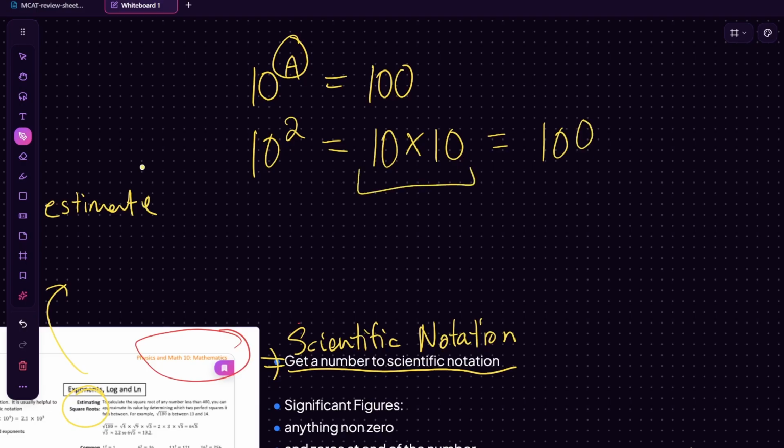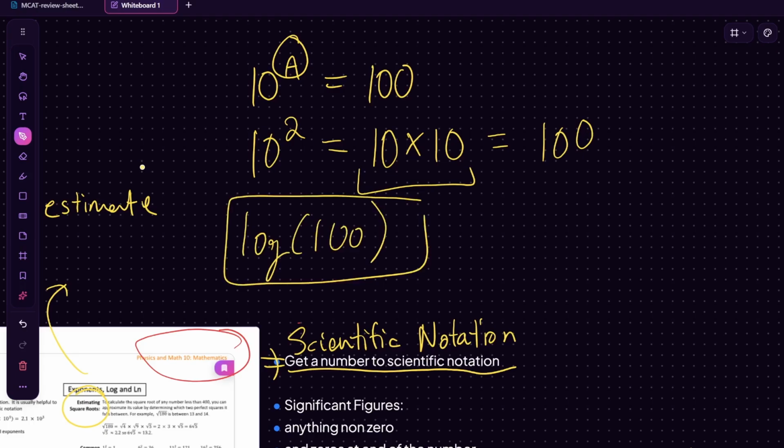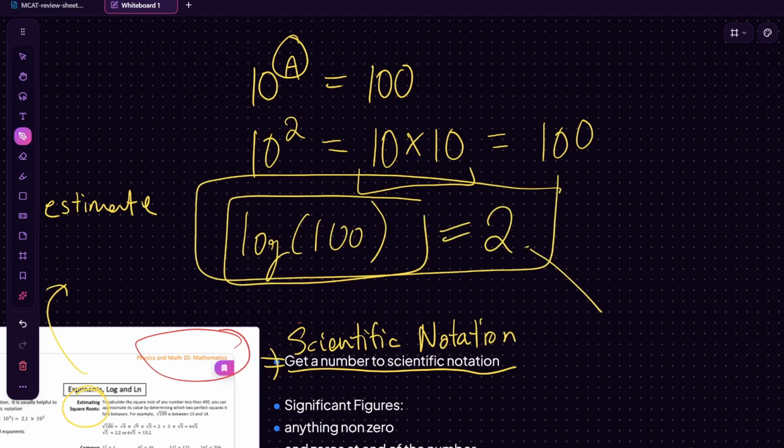So the question, 10 to the power what gives me 100, is exactly what the expression log 100 asks you. And so the answer is 2. Right, so that's exactly what log is asking you. It's the reverse of exponents. How can I find the exponent? Finding the exponent, right? So that is the basics of log.